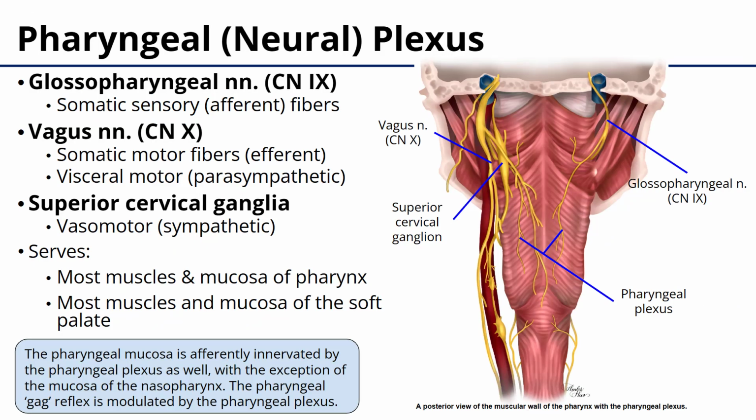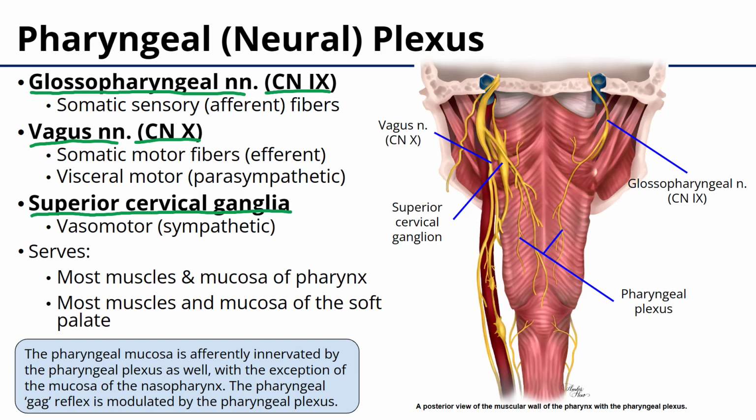All of these muscles are controlled by the pharyngeal plexus. This is a neural plexus that innervates not just the muscular walls of the pharynx, but also the mucosa of the pharynx. Its constituents include the glossopharyngeal nerve, cranial nerve 9, the vagus nerve, cranial nerve 10, and branches from the superior cervical ganglia of the sympathetic trunk. Now let's take a look at what each of these constituencies will do.